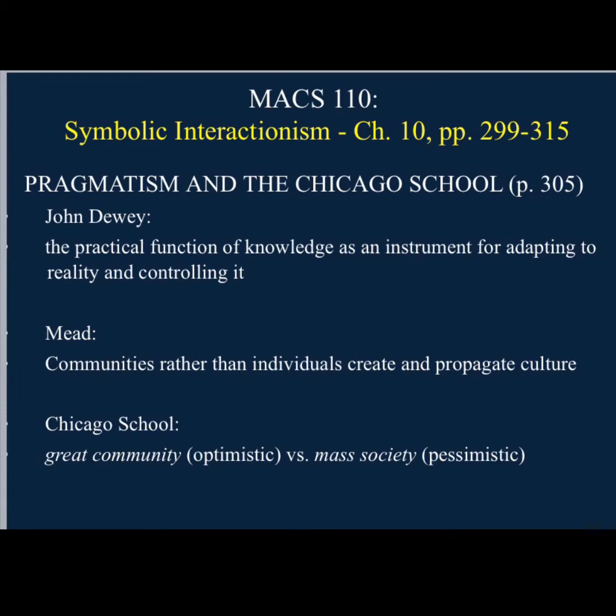And in that, you can hear clear echoes of post-positivism and certainly of the scientific method in general. Again, the practical function of knowledge as an instrument for adapting to reality and controlling it. Now, if we consider Mead's argument carefully, it suggests that individuals do have some control over what they do, but Mead is really arguing that agency lies with the community, or in his baseball example, with the team.